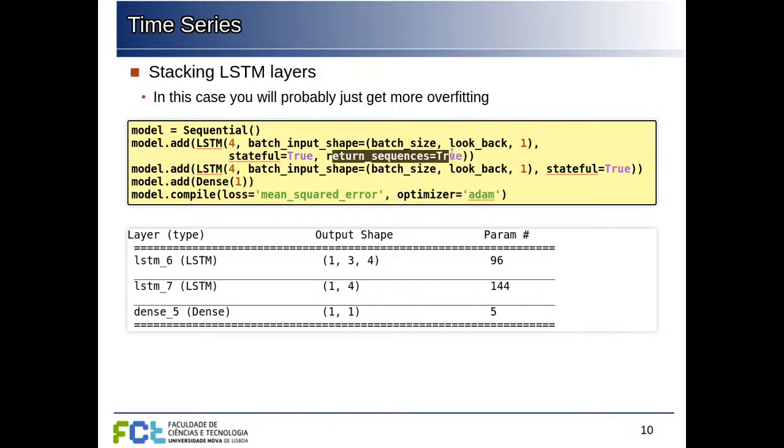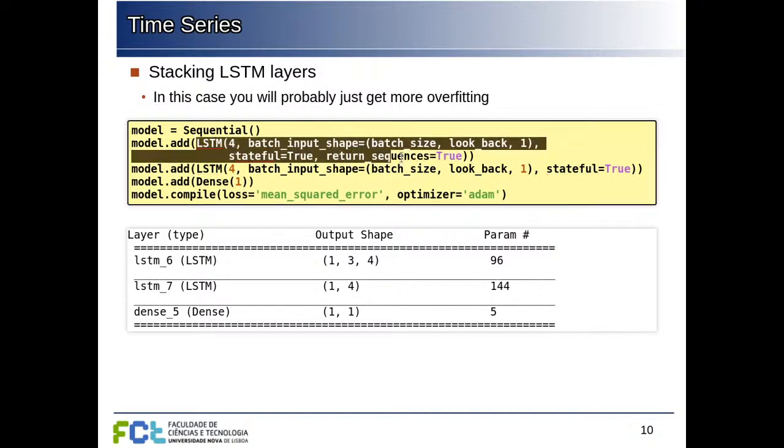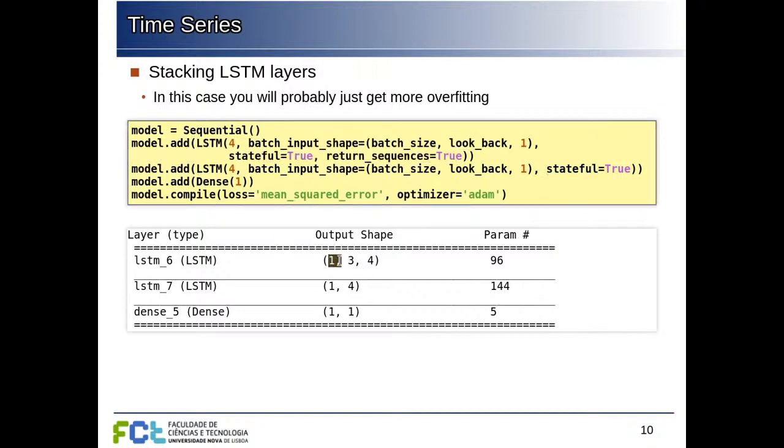sequence of outputs. So the output of this first layer is now 1 in the first dimension because the batch size is 1, and 3 in the second dimension because there are 3 time steps. For each time step we'll have the output of the 4 LSTM cells. So basically we have 3 time steps and 4 features that we can now feed into the next LSTM layer.